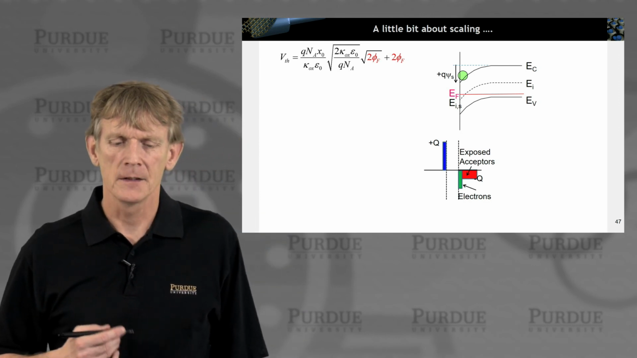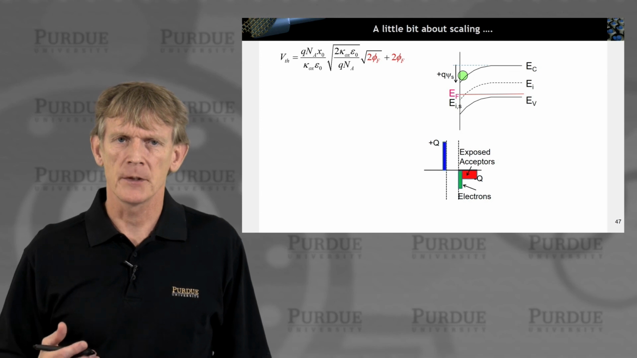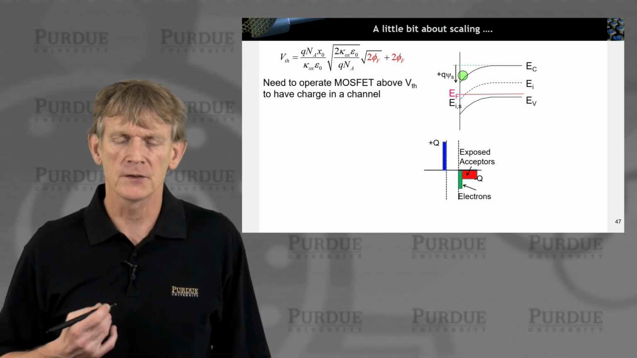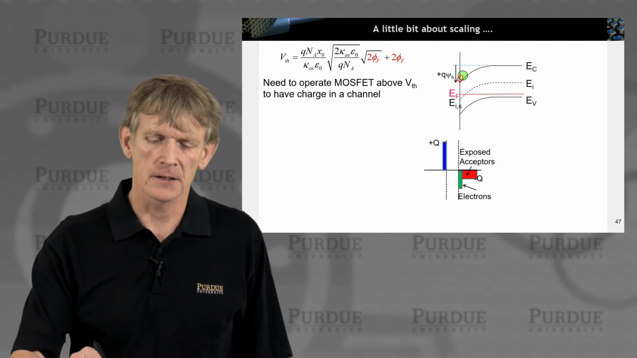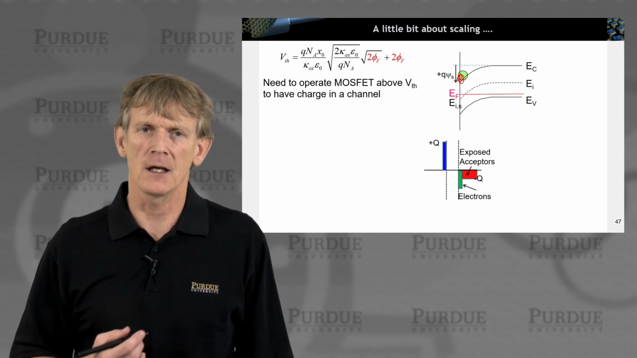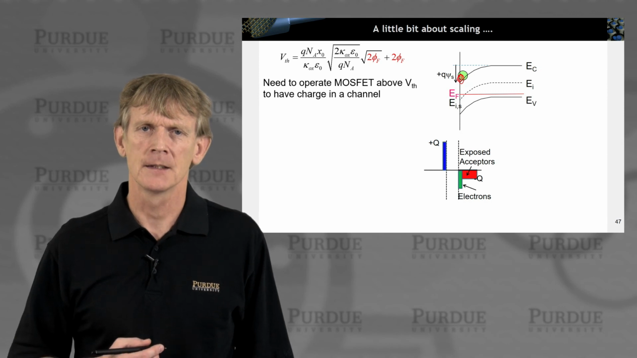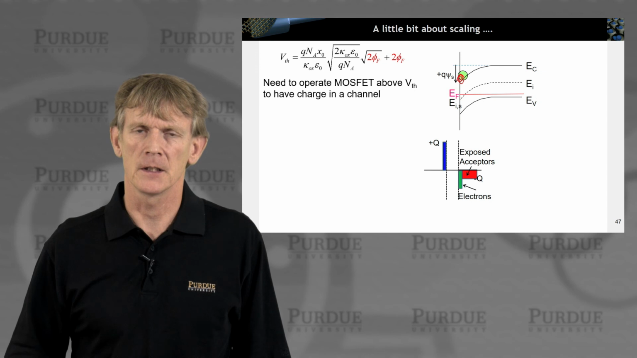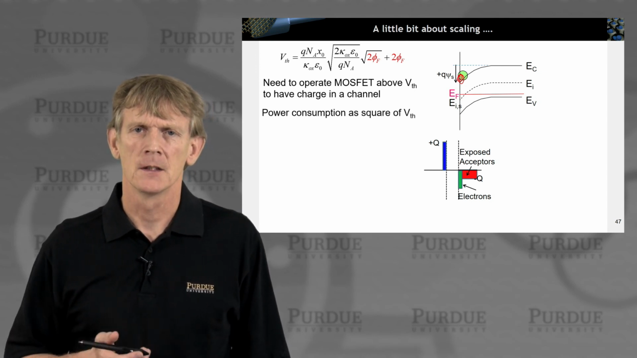Okay? Now, let's talk a little bit about scaling and the meaning of threshold and what we're trying to do. So if you want to operate a MOSFET, you want to operate it such that you have operation here in this inversion charge. So you need to have a lot of electrons in your inversion channel. Okay? So you need to have an operation above threshold in general. Okay? So you need to get carriers into the channel.